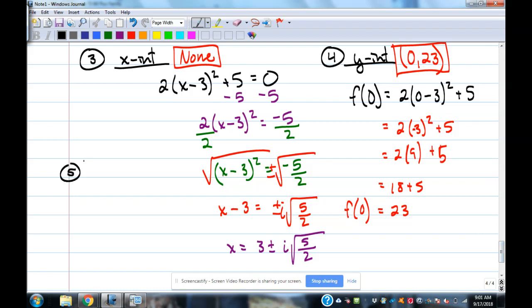Last thing we want to make up is our table. What goes in the center of your table? And my vertex for this one was 3, 5. So I'm going to go to the left of 3, 2 and 1, to the right of 3, 5, 4 and 5 for my x values. Crank out those. Use a calculator to help you.